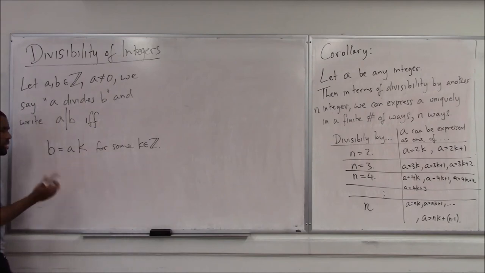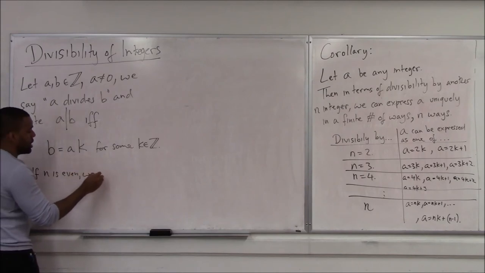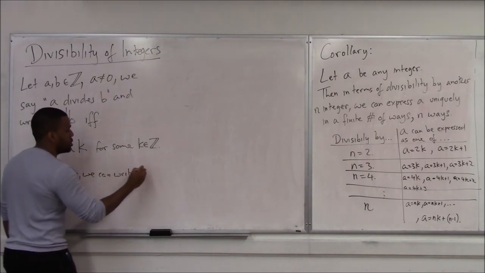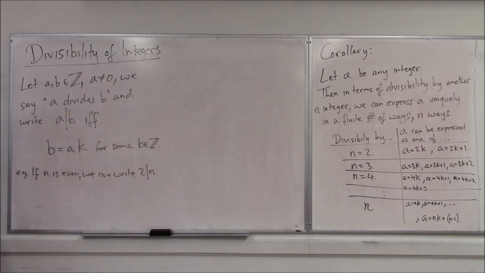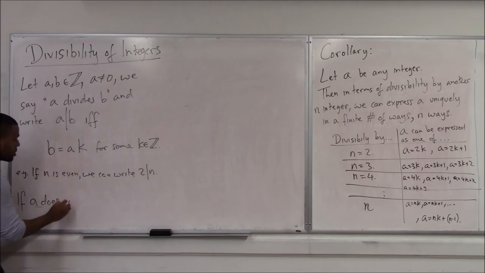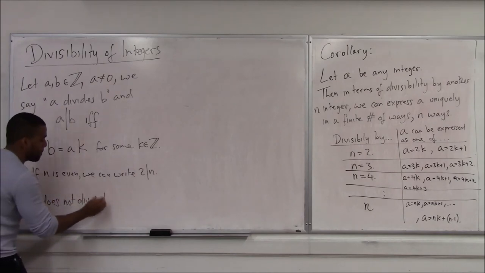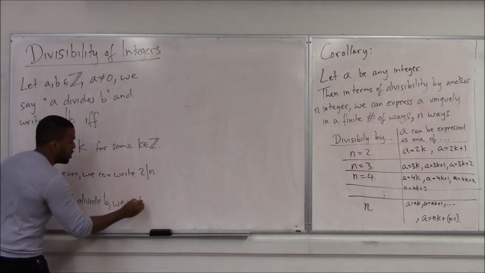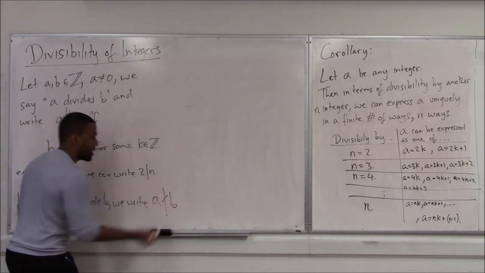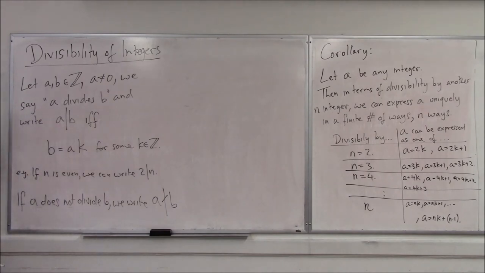I think the book uses C here, but it doesn't matter. Example: if n is even, we can write 2 divides n. N is even means 2 can divide into it and leave no remainder. If a does not divide b, meaning when I divide b by a, I get a remainder left over, we write, no surprise here, a strike through in the symbol for divisibility. So that's to say A does not divide B.